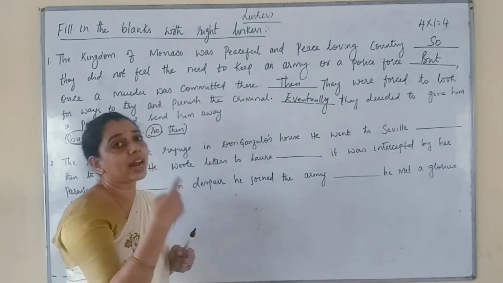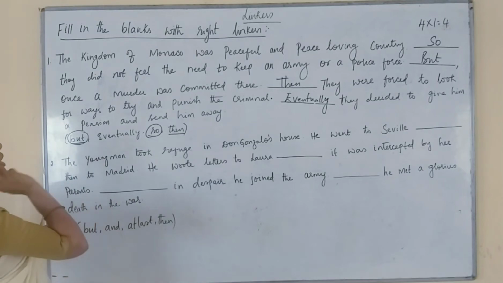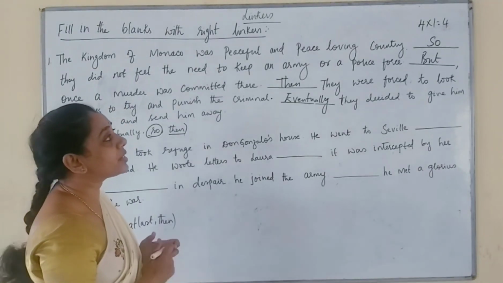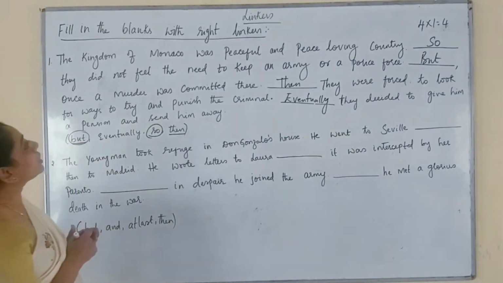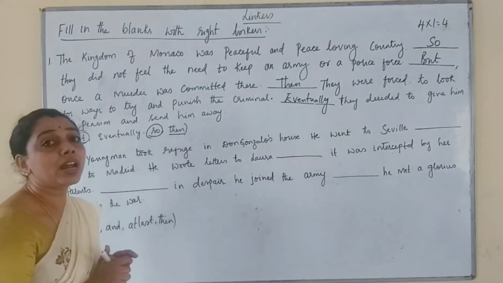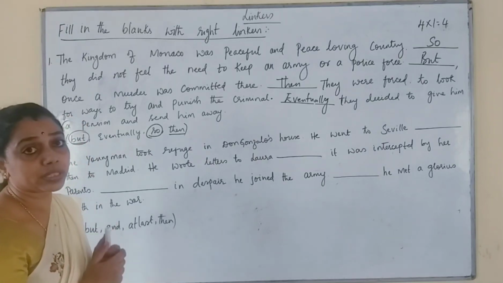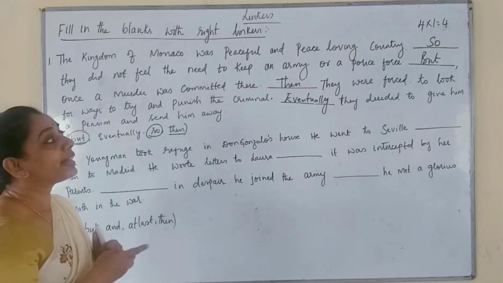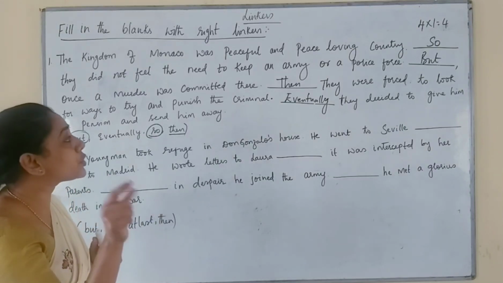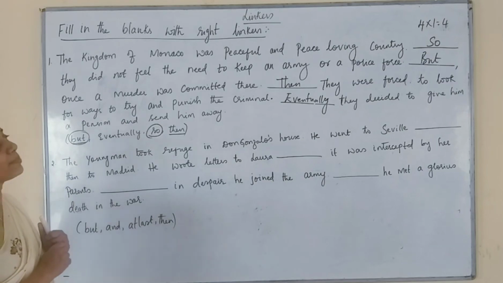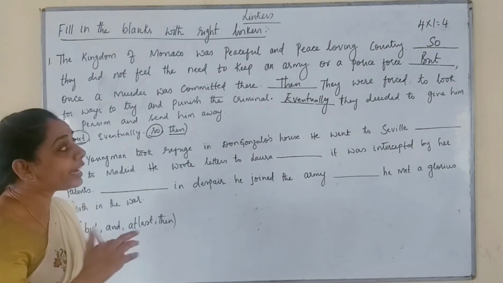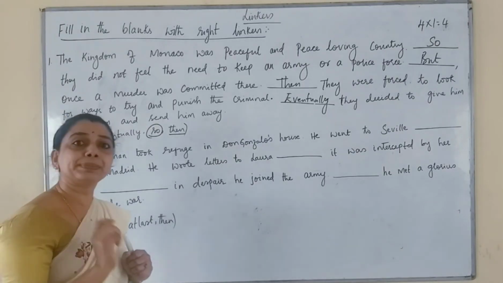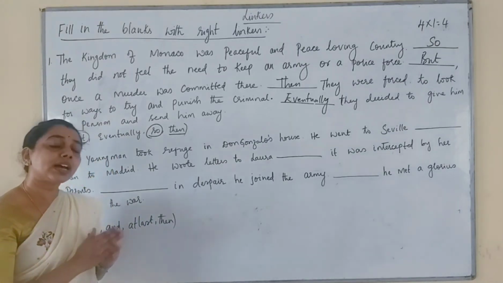I'll read it once and then check it out once. So the kingdom of Monaco was a peaceful and peace-loving country, so they did not feel the need to keep an army or a police force. But once a murder was committed there, then they were forced to look for ways to try and punish the criminal. Eventually, they decided to give him a pension and send him away. So these are the linkers.